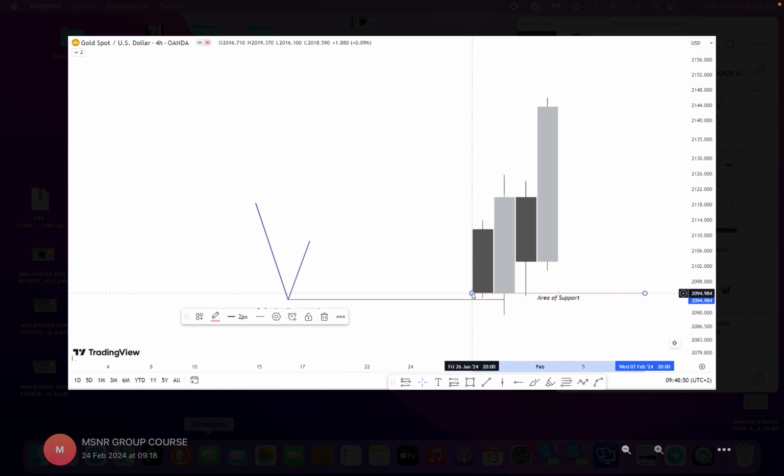So let's assume that the market is right here. Let's assume that this is where the market is, and it has already mitigated this lowest area of support. It has already mitigated this area, which means that you are never going to use this area again because we already mitigated it. So fine, you have to look for a new area to buy from.